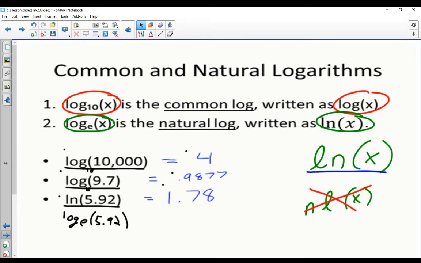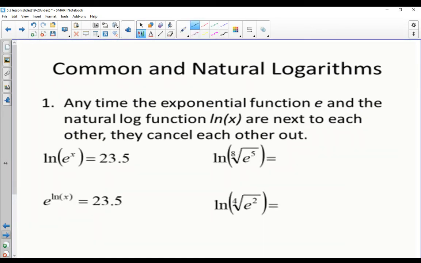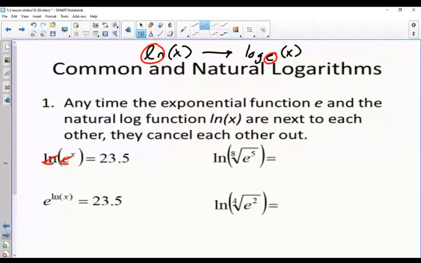Okay, so now I need to talk more about the natural log, or ln. Now, the natural log, as you know, we talked about how it's the same thing as log base e. It turns out that natural log and the e have a very special relationship where if they're ever directly next to each other, they cancel out. And then all you'll have left is that power of x. So then x is equal to 23.5.